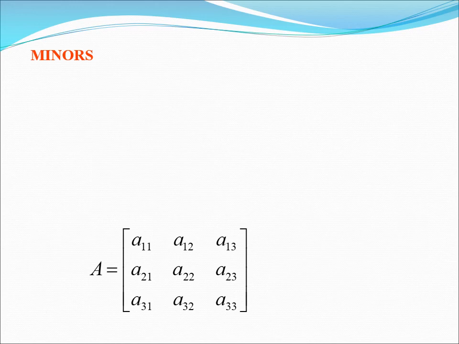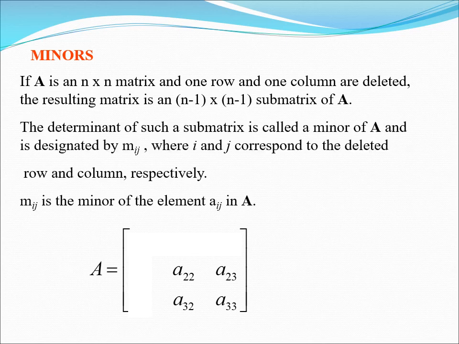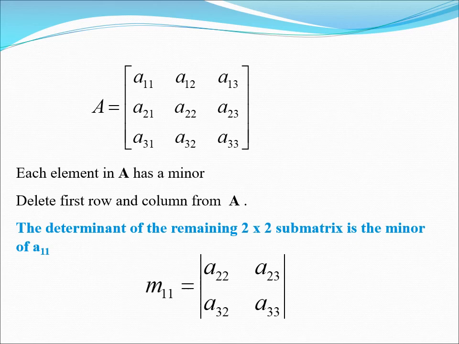Again revising the concept of minor using this matrix A. For a matrix n by n, that is a square matrix of order n, if one row and one column is deleted, then the resultant matrix is a submatrix of A. So here if we delete the first row, first column, then A22, A23, A32, A33 is the submatrix, and the determinant of such a submatrix is called the minor of A. So here for this matrix A, where we have already deleted the first row, first column, the determinant of the remaining elements, that is A22, A23, A32, A33, is the minor of this matrix A, or the minor of the element A11.